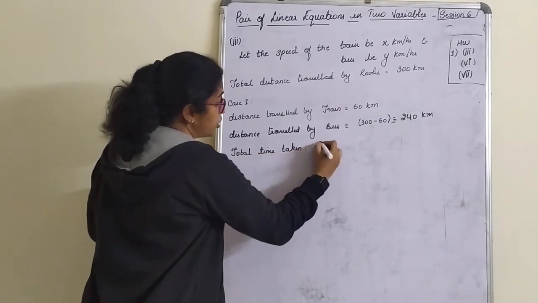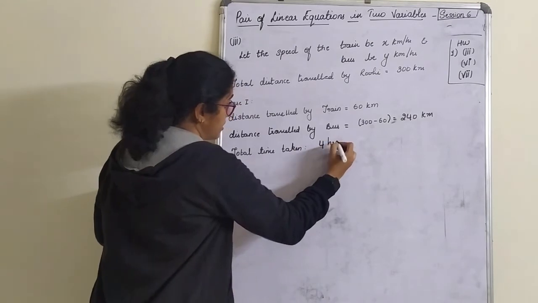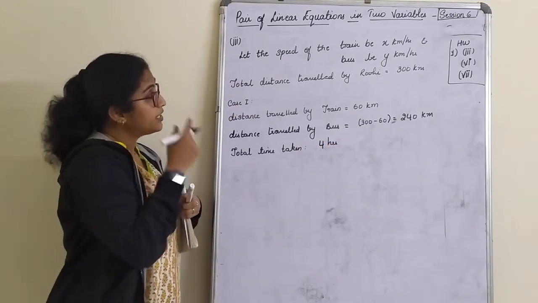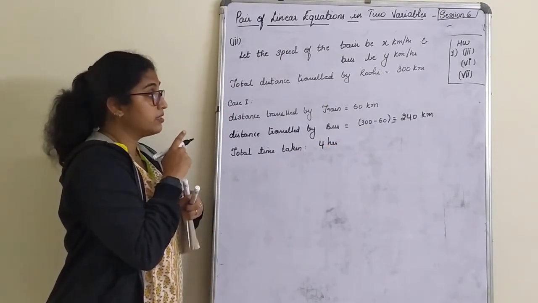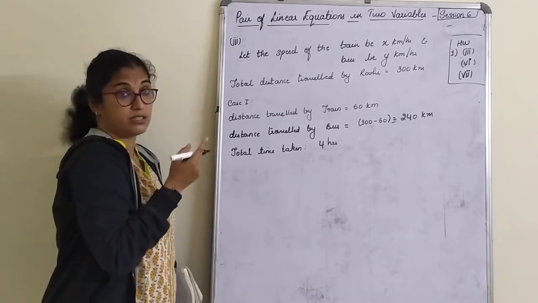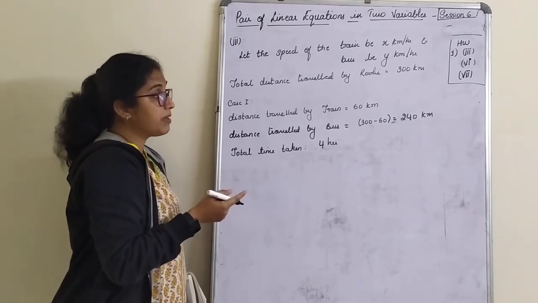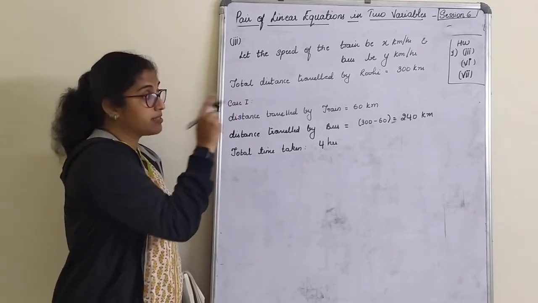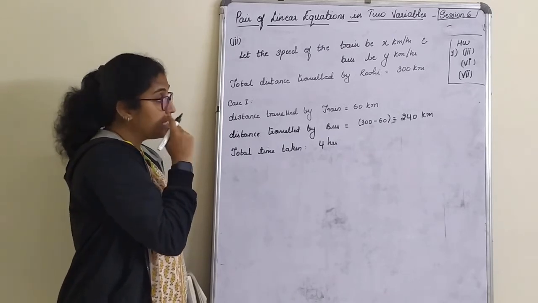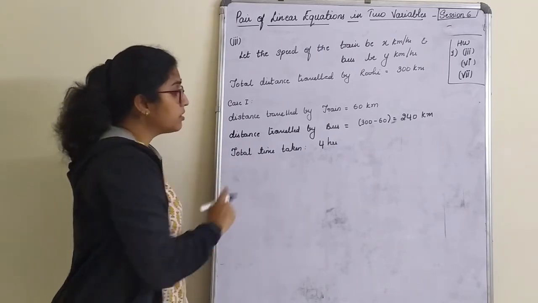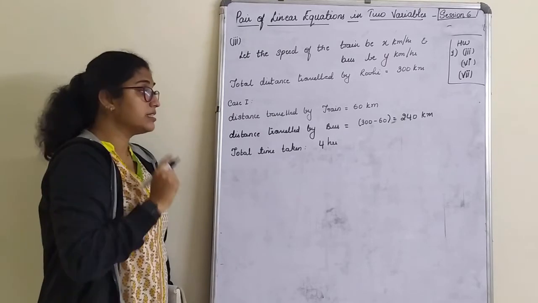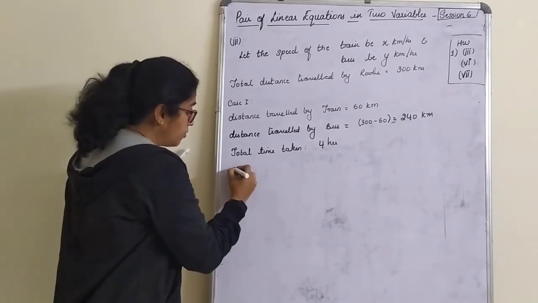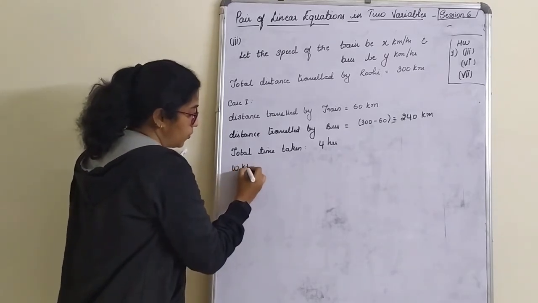How much time does she take? 4 hours to travel, to reach her house, 300 kilometers. If Ruhi travels 60 kilometers by train and the remaining by bus, that is 300 minus 60, which is 240 kilometers. Then the total time taken for this journey is 4 hours.